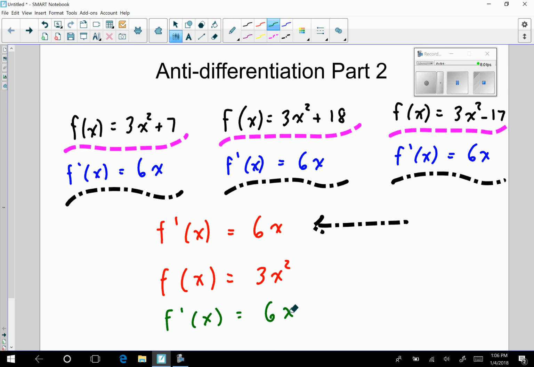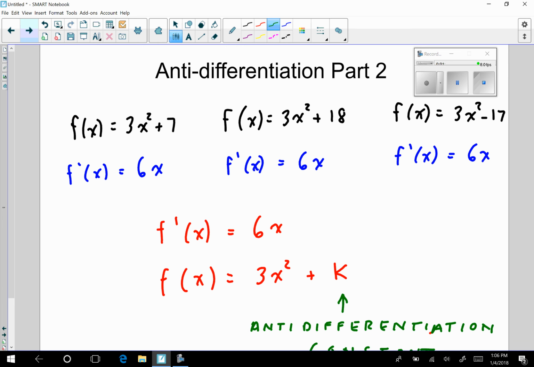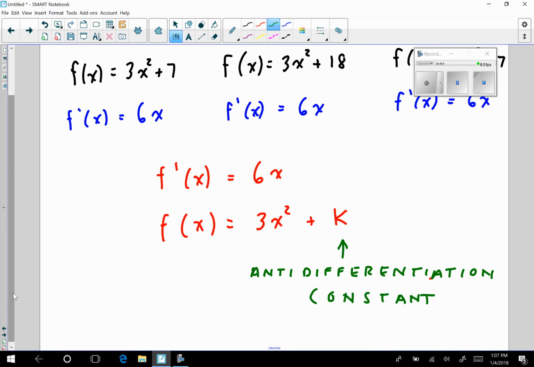But let us not be led astray by this fact. What we have to do when we're finding antiderivatives is take care of this situation that deals with these constants. We have a specific name for that constant, and we're going to call it the anti-differentiation constant. If I want to find the antiderivative of 6x, I use my formula, which gives 3x squared, but I have to add this constant k.